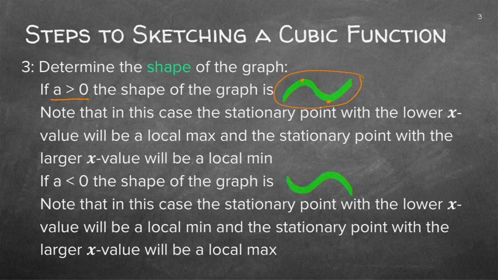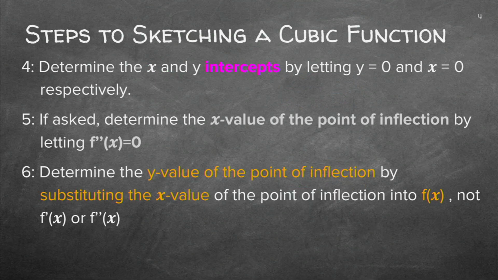The same with a smaller than 0, the shape of the graph is this way around. You'll see it's just the reflection. Note that in this case, the stationary point with a lower x value will be the local minimum, and the stationary point with a larger x value will be the local maximum.